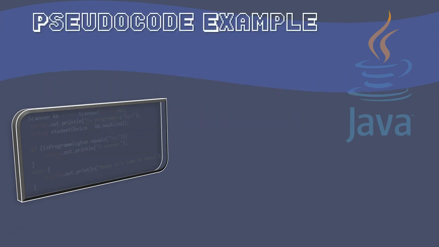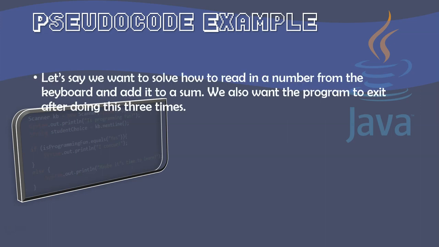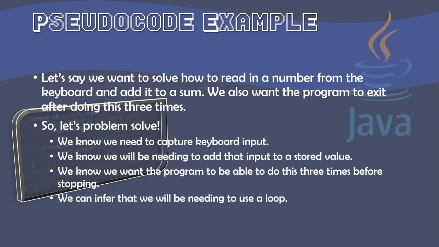So let's look at this with an example and kind of work through how we would use pseudocode. So let's say we want to solve how to read a number in from the keyboard and add it to a sum. We also want the program to exit after doing this 3 times. So let's problem solve. We know we need to capture a keyboard input. We know we'll be needing to add that input to a stored value. We know we want the program to be able to do this 3 times before stopping. We can also infer that we're going to need to use a loop because you notice it's saying we're repeating a task and we're going to do it a set number of iterations.